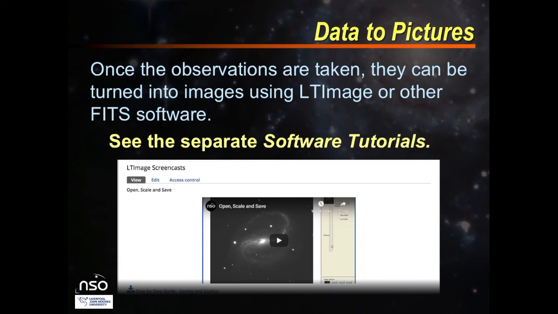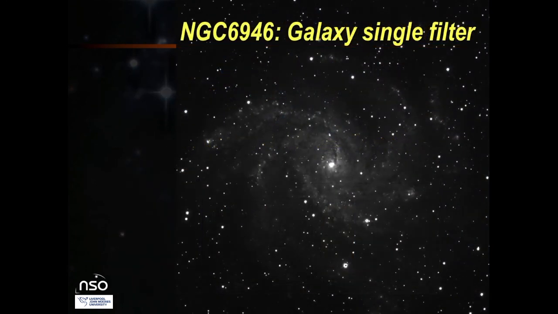On the NSO website you'll find software tutorials in the help section which will guide your students through the use of LTImage, but again, if you want to use something different, then obviously feel free. But one thing I want to stress here is that there's often no right or wrong way of doing the image processing. The camera is more sensitive than our eyes. It can detect more detail than our eyes can, and so when you put data into the software and start processing the image, you're making decisions about what you do and don't want to emphasize. So, for example, this is an image of a galaxy, NGC 6946, taken through a single filter. So it's a single black and white image, and it shows some of the features of the galaxy.